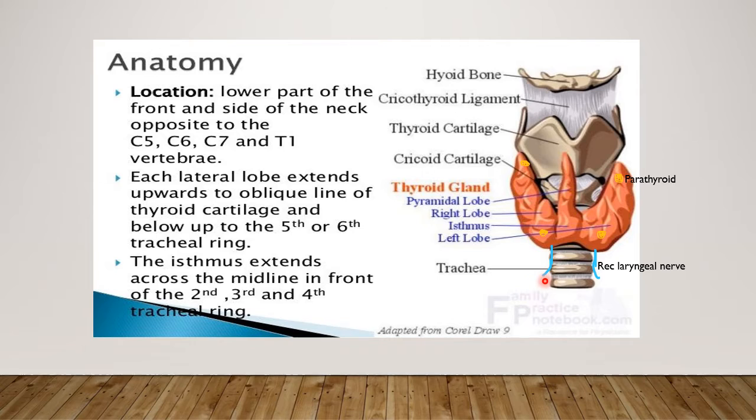Another important structure is the recurrent laryngeal nerve, which passes deep to the thyroid and goes into the tracheoesophageal groove. These two can be damaged during thyroidectomy, resulting in hoarseness of voice or recurrent laryngeal nerve palsy. The isthmus extends across the midline in front of the second, third, and fourth tracheal rings. It is important to realize this anatomy, especially when doing emergency tracheostomy.